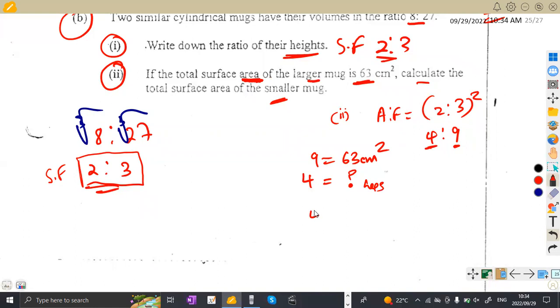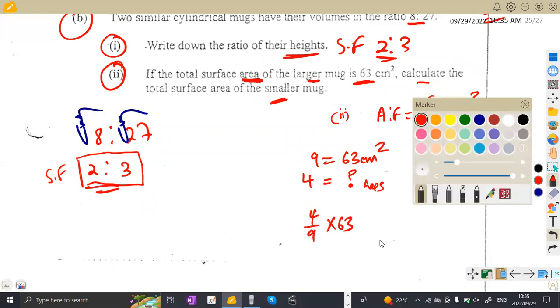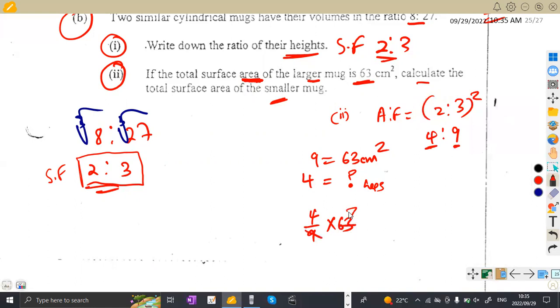So since it is less, it's going to be 4/9 by 63. That's 9 into 63, which is 7 there. So 7 times 4, which is 28 square centimeters. So this will be the area now of the smaller shape that we are given.